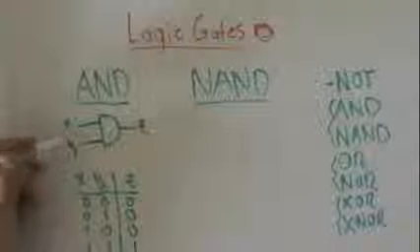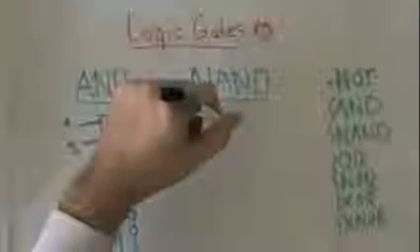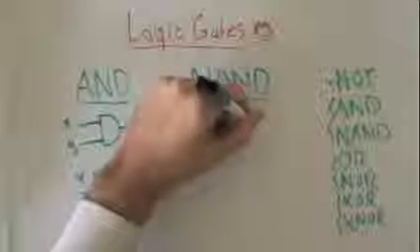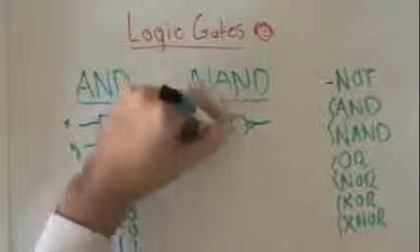So it's that simple. Just look at it. If we had 50 inputs on here, they would all have to be true for the output to be true. If any one of those is not true, the output becomes not true. So for the NAND gate, exact same symbol, except it's not AND, so we have to put that little bubble on there.